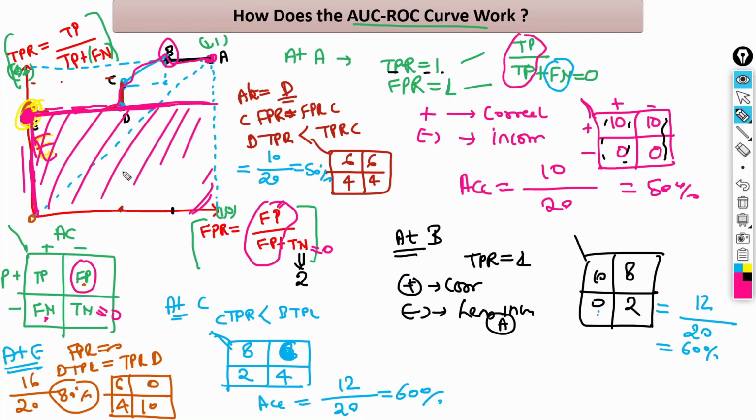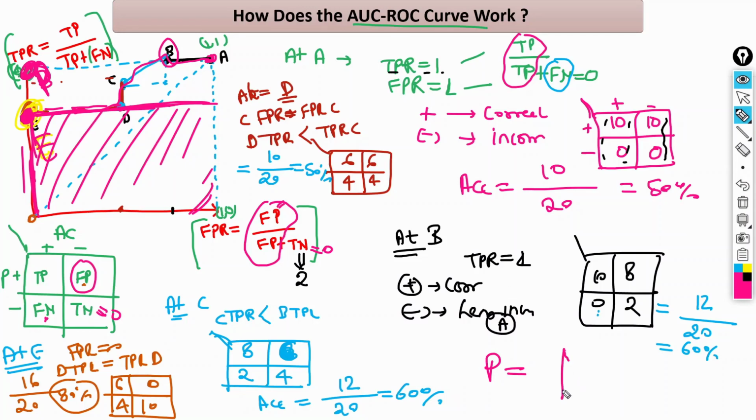it means 80%. So what would be the best scenario? Best scenario would be at this point. Let's check at this point. This is the point P. At the point P, my TPR will be 1.